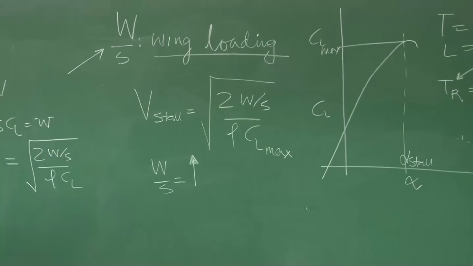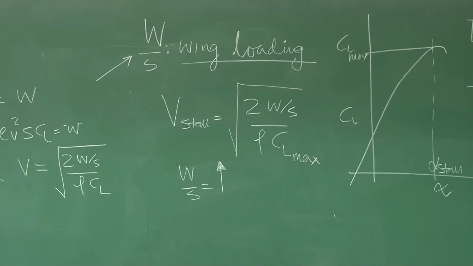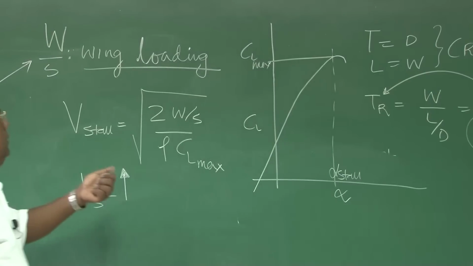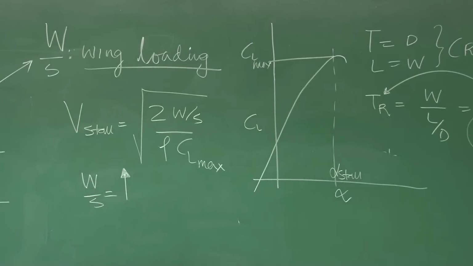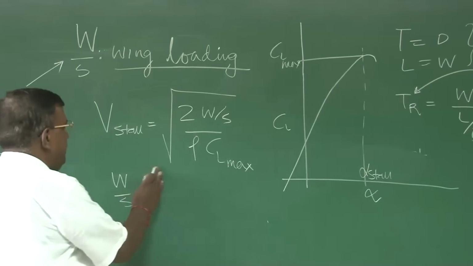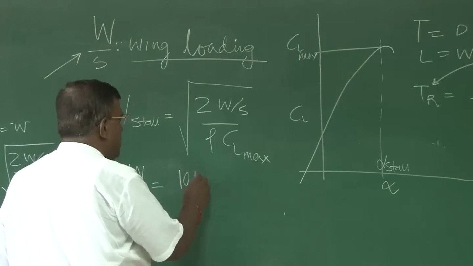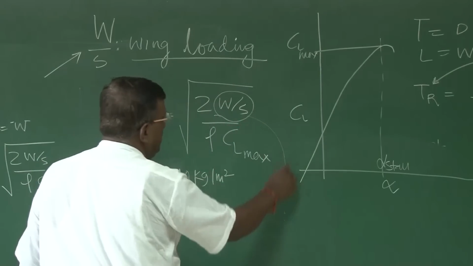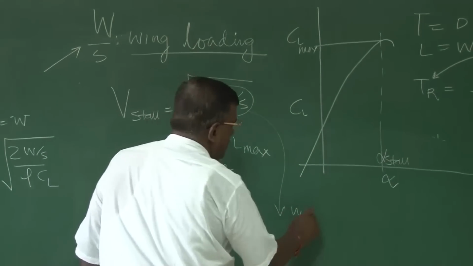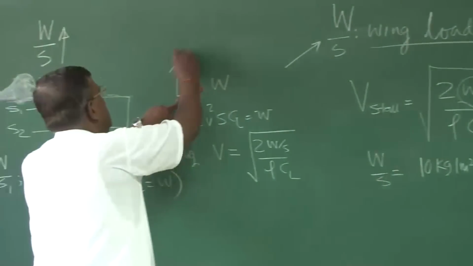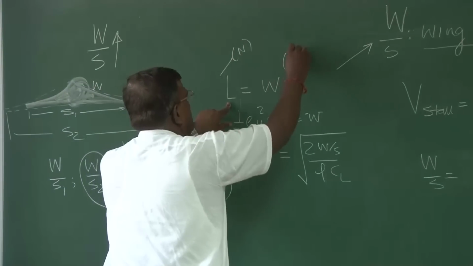That is, for same W by S and for same CL max, if you want to fly with a minimum speed lift equal to weight, that will be higher compared to in Delhi or Kanpur, because rho is less in Leh Ladakh area. Let us have a feel for numbers. Let us see, W by S is 10 kg per meter square. Please understand, this W by S unit to be consistent should be Newton per meter square, right? Because lift equal to weight, so this gentleman is in Newton, so W also has to be in Newton, right?